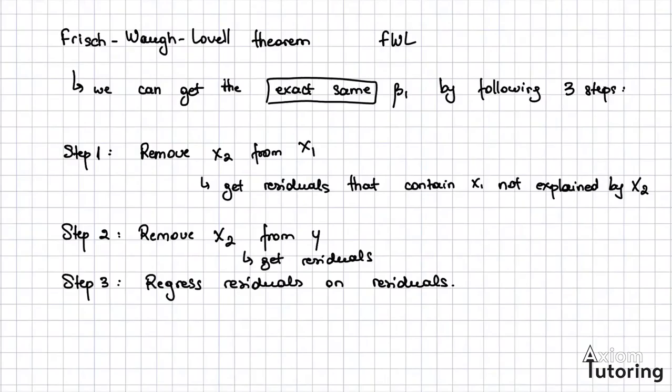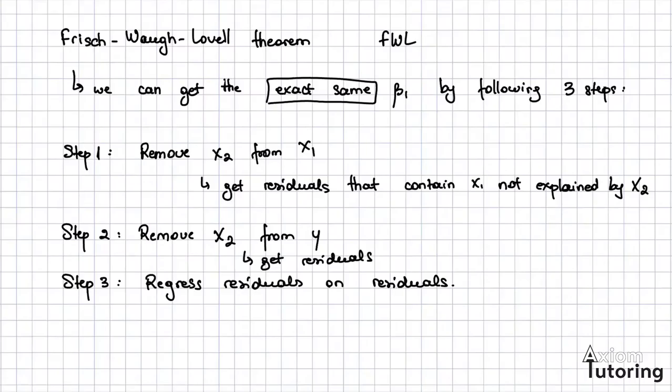It's not an approximation, it's not a trick. The slope from the regression of the residuals is numerically identical to the beta 1 that you get from the full multiple regression. So every time you run a multiple regression, this is what the OLS is basically doing under the hood in the background where you can't see it. The full regression and the 3-step procedure are mathematically equivalent.